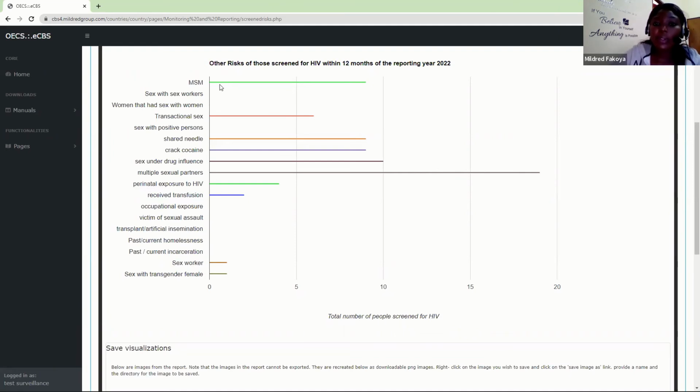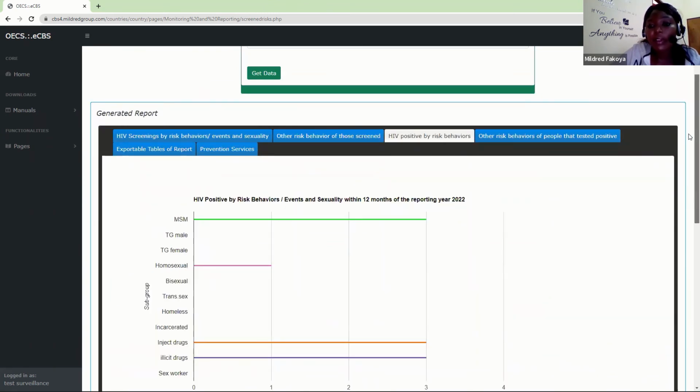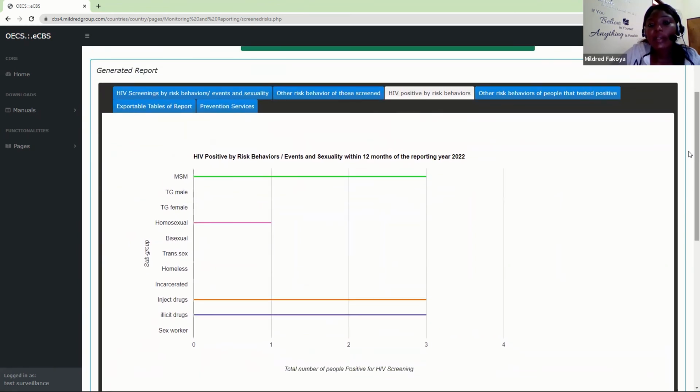So this gives you all of the people screened, so that when you look at the disaggregation of positives by risk behavior, you can now see which risk behavior or which subpopulation contributes more to the new cases or the positivity. So we want to look at this and we'll see that MSM, people who inject drugs and use illicit drugs are the most prevalent risk behaviors that are positive.